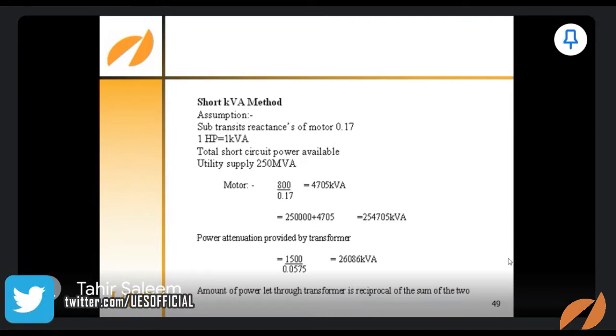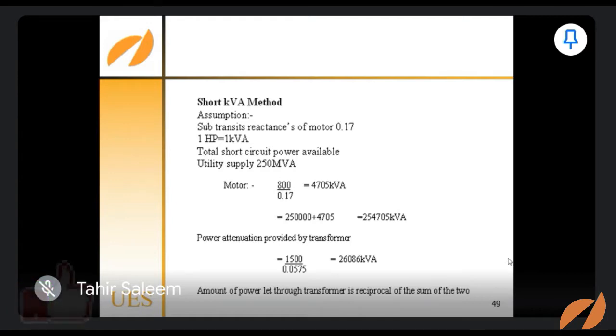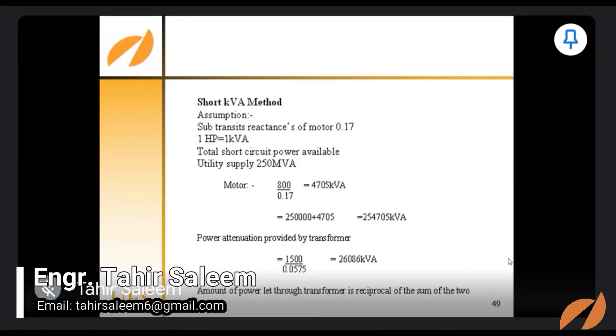Therefore, the total short circuit power available at the utility supply is 250 MVA, and the motors are 200 horsepower, 800 horsepower taken as kVA. So the motors' contribution will be 4705 kVA, and with the 250 MVA of the utility it comes to 254705 kVA.